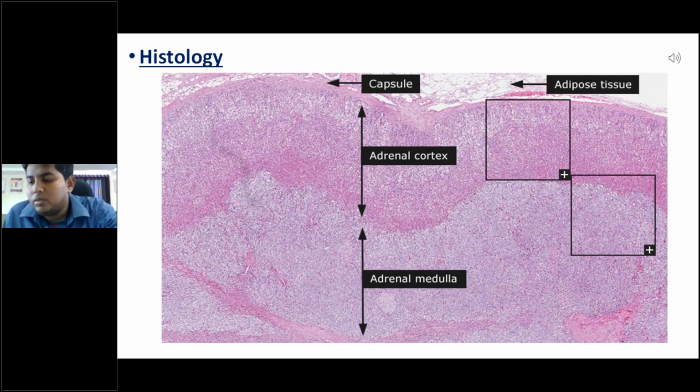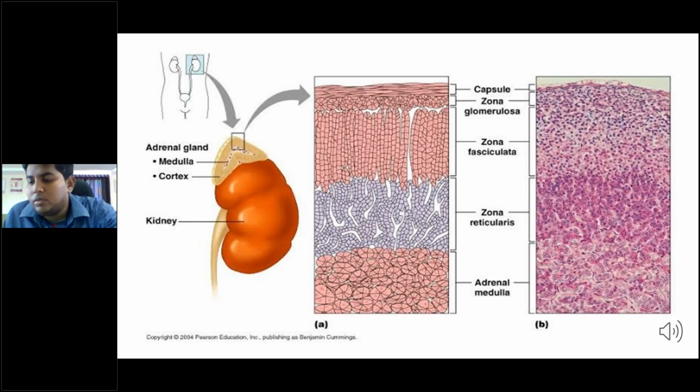The cortical zones include zona glomerulosa, fasciculata, and reticularis. You can remember these zones as GFR, like glomerular filtration rate. The outer one is zona glomerulosa. The middle one is just like bundles of tissue, so it is known as fasciculata. And the inner layer of the cortex is zona reticularis, which forms a reticulum or network in histological appearance. And the innermost is the adrenal medulla.